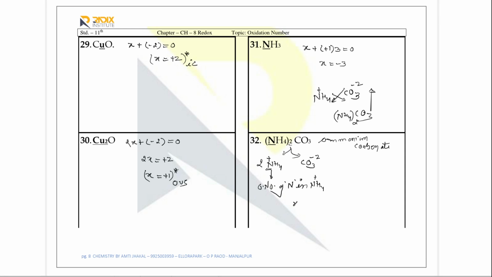So nitrogen oxidation number X, hydrogen oxidation number +1, and sum of oxidation number of everything will be equal to +1. Why am I taking hydrogen +1? The same simple rule, that is with any non-metal oxidation number of hydrogen is +1. So here X is equal to -3.